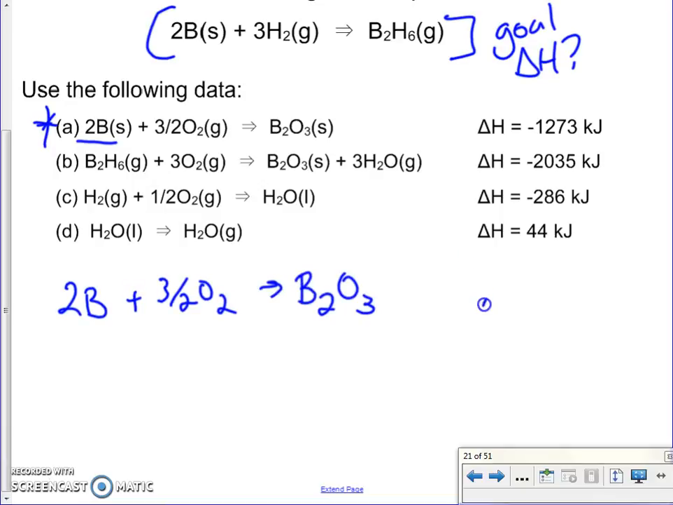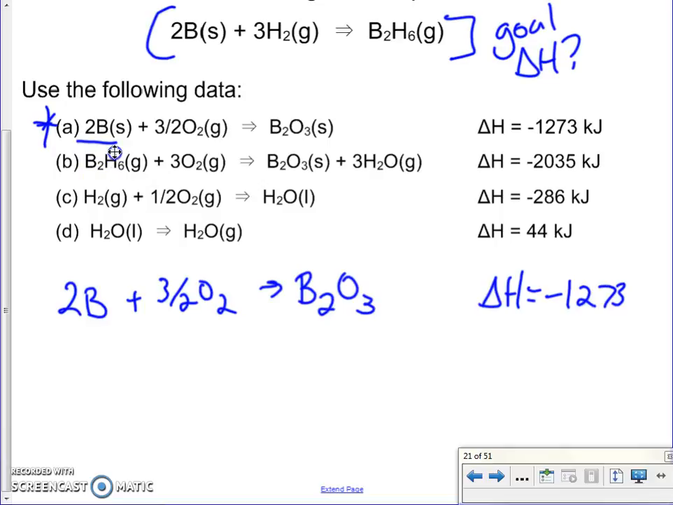Okay? And I'm going to write the delta H over here. I didn't change anything about the reaction, so I'm not changing anything about my delta H. It stays exactly the way it is. Now on B, notice I have this B2H6. Well, that's the product I want, but it's not a product here. It's also in the same number I want, so I want 1 B2H6 here.